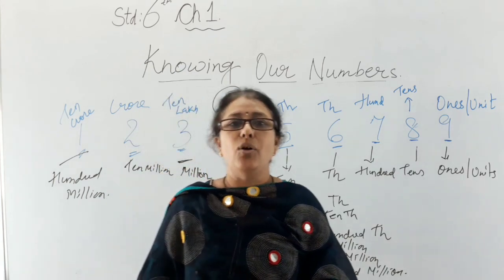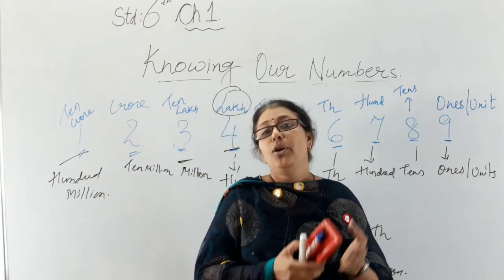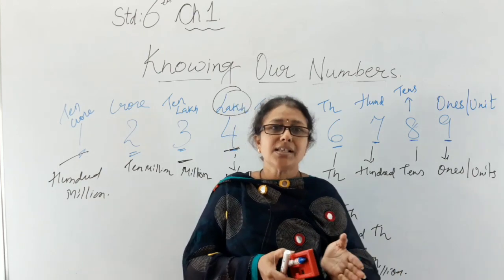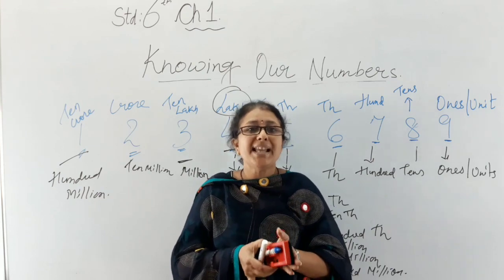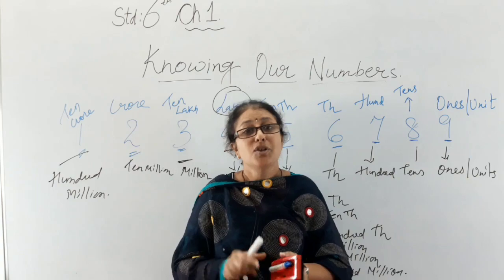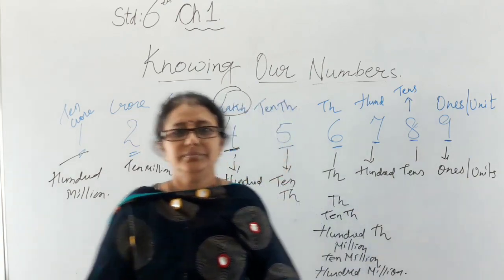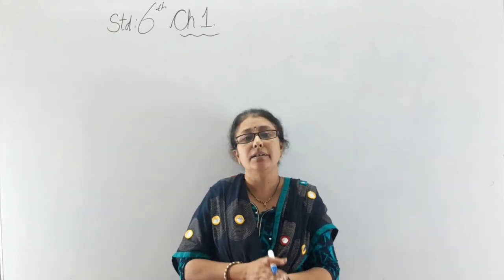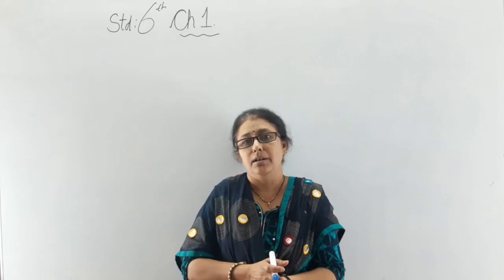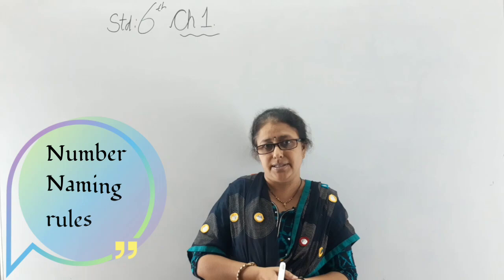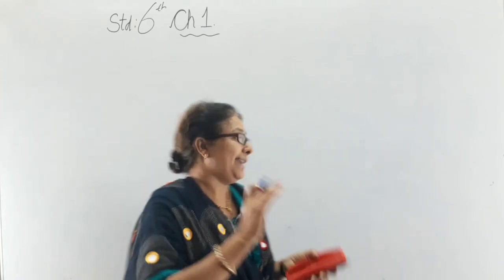So students, by now this concept of place value, national system and international system must be clear to you. National system means Indian system. The places of the Indian system must be clear to you along with the international system. So moving on to the next topic. Students, we have learned the places of the Indian system and international system. Now we will learn the number names of the Indian system and international system. So let me explain with one example.